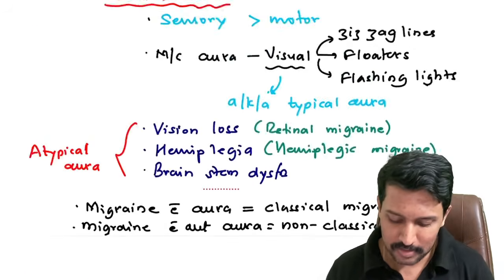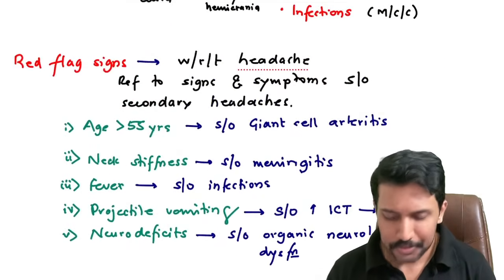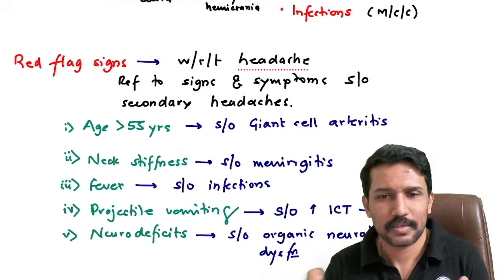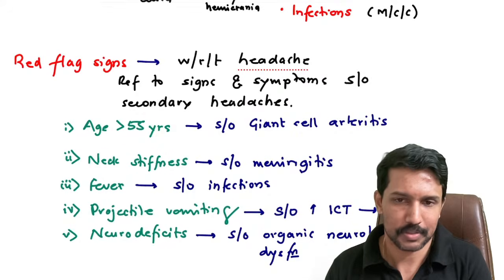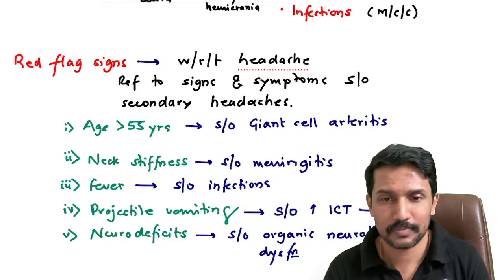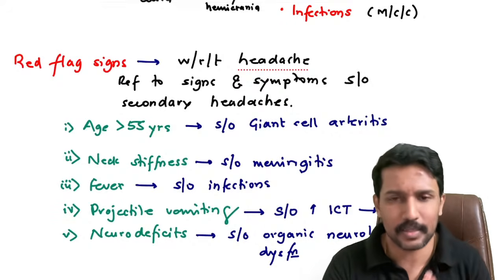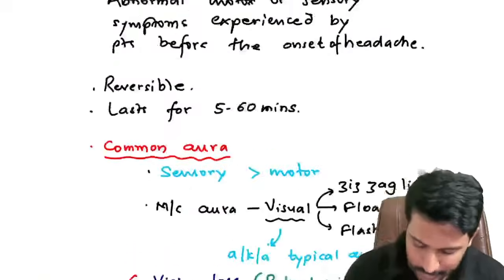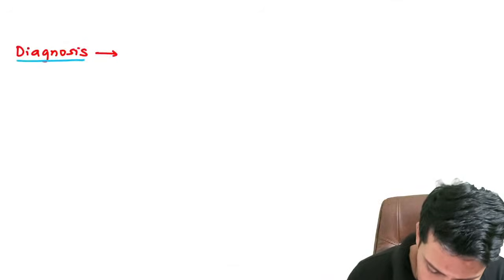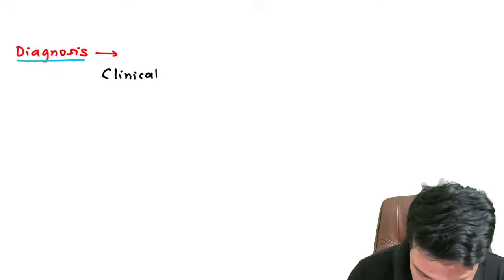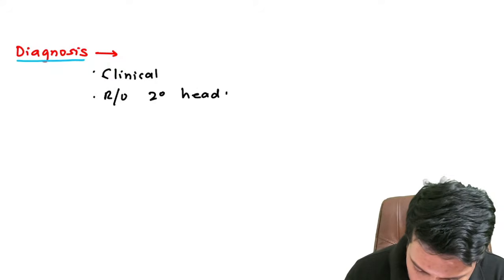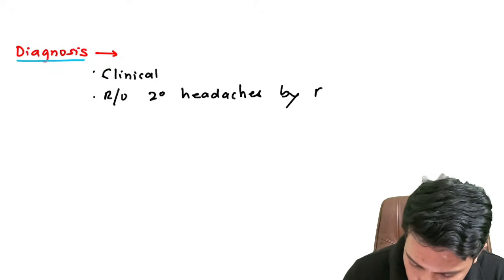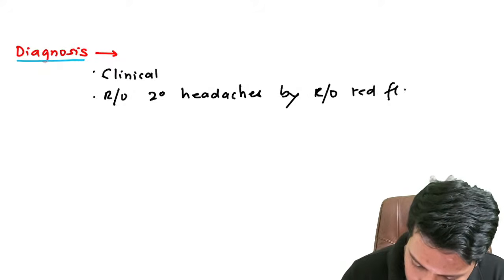Well, that's why we discussed the red flag signs. So if you get a patient of headache with red flag signs, it is more pointing towards a secondary headache. Investigate them, do a detailed evaluation. But if there are no red flag signs, then it most likely fits into a primary headache. So you can go ahead and diagnose it as primary headache. So for diagnosis, you can write it is clinical. You have to rule out secondary headaches by ruling out the presence of red flag signs.